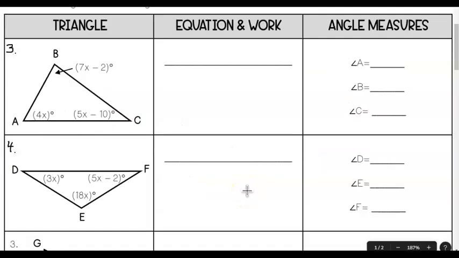You might also see problems like this where they don't actually give you angle measures, but they give you expressions for each angle measure, and we know that if we add up all three of those, we still get 180.